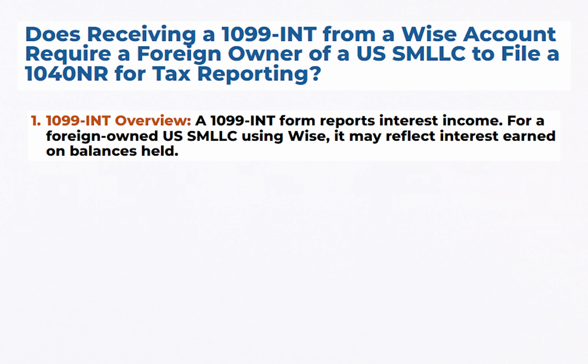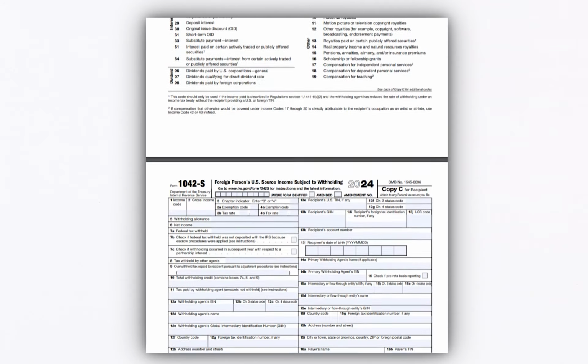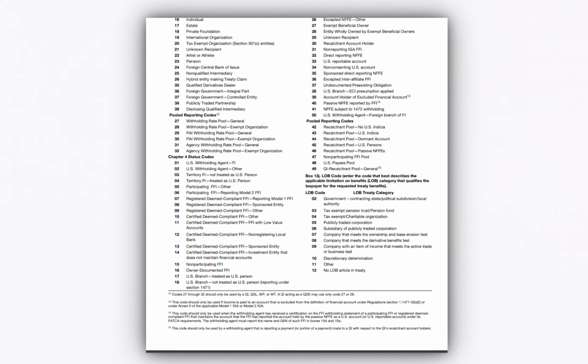Okay, now a 1099 INT is a form that reports interest income. If you are a foreign person and you're using accounts such as Wise, it may reflect interest you've earned on the balance that the bank account is holding. Now generally, foreign persons should not be receiving a 1099 INT. They should be receiving a 1042-S. Within the 1042-S, it's going to state whether that specific interest income is subject to withholding or not.